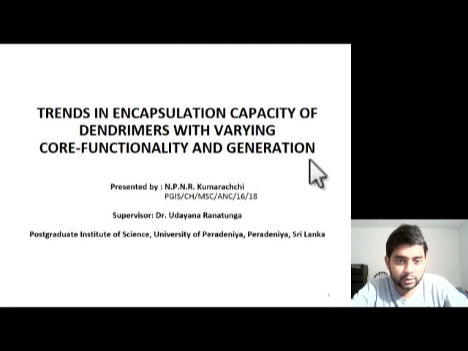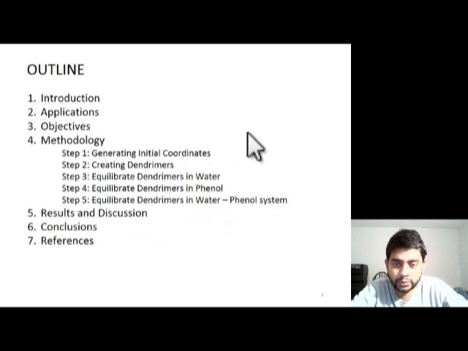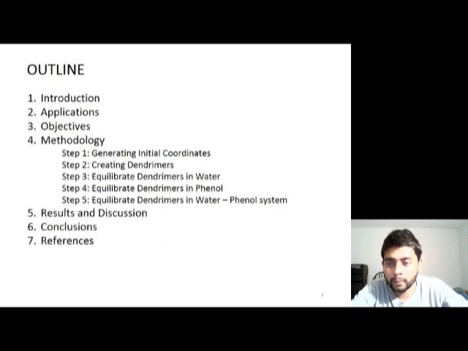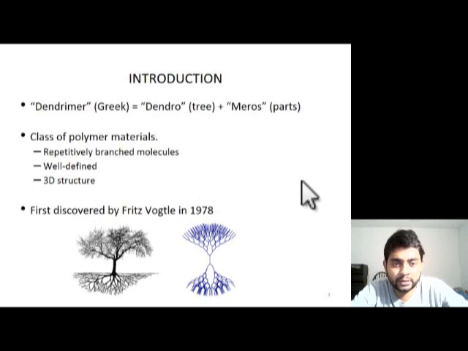Today, I am going to present my analytical chemistry postgraduate research study on the topic: trends in encapsulation capacity of dendrimer with varying co-ordination and generation. This is my outline. I am going to go through introduction, application, objectives, methodology, and we have 5 steps there, and discussion and conclusion and reference. This is the introduction.